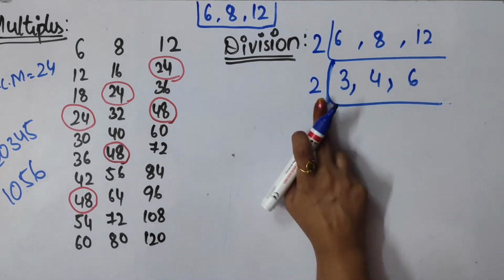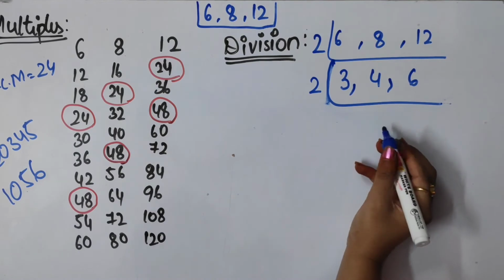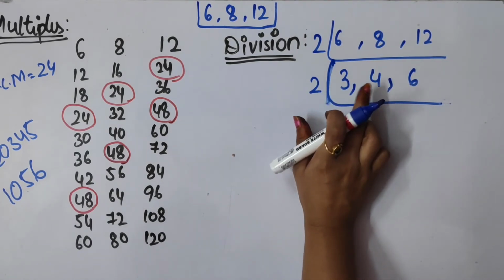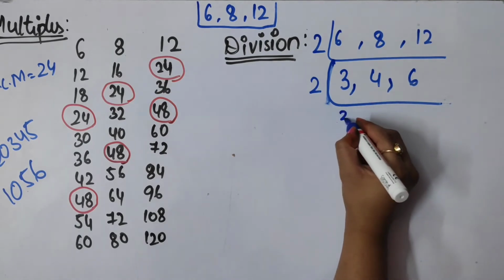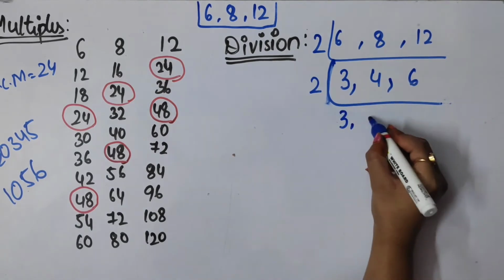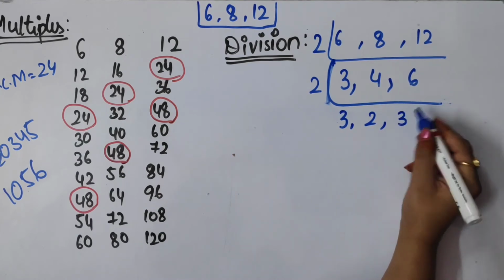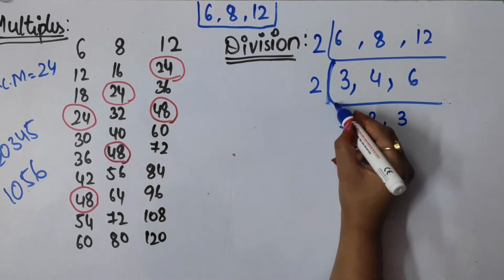As I said earlier, the answer should be in whole numbers. When I divide 2 and 3, I will not get an answer in whole number form. So that's the reason I am writing 3 as it is. 3 2s are 6 and 2 3s are 6.